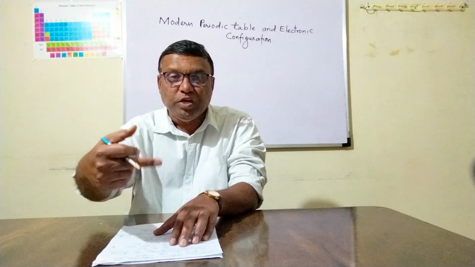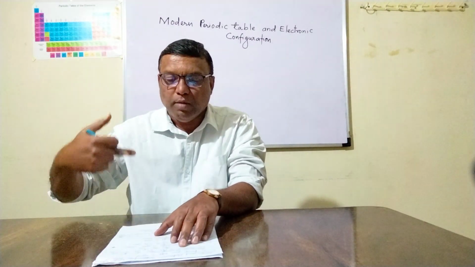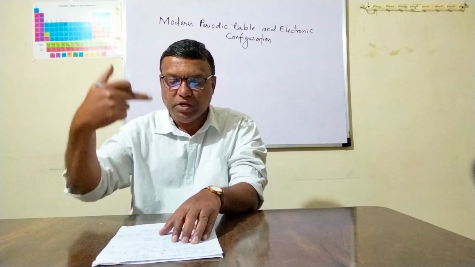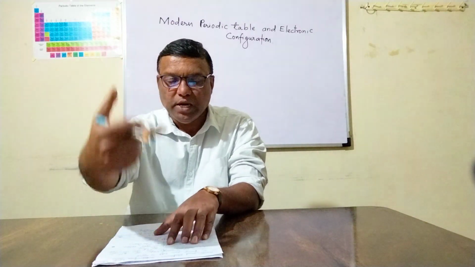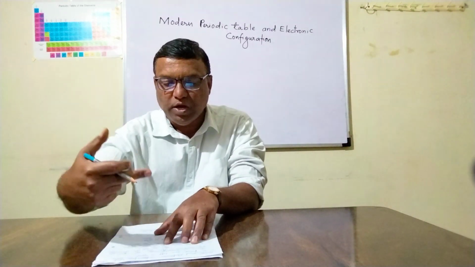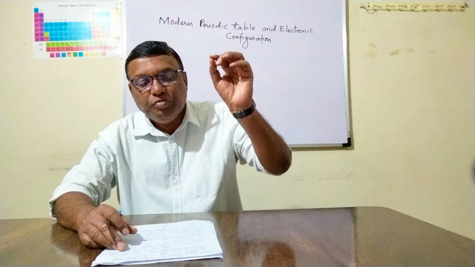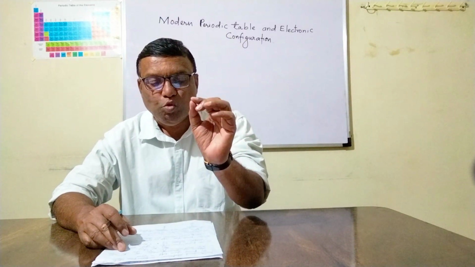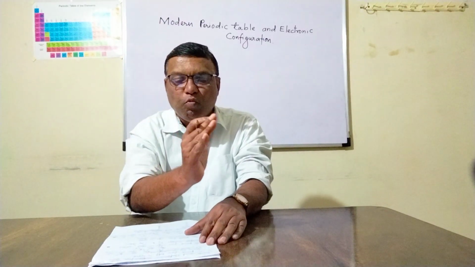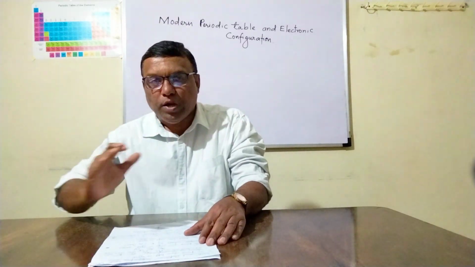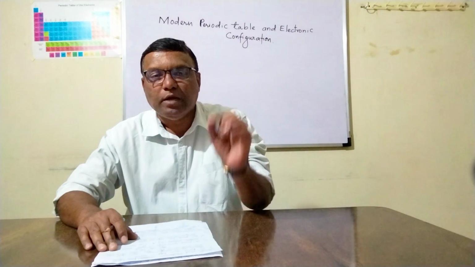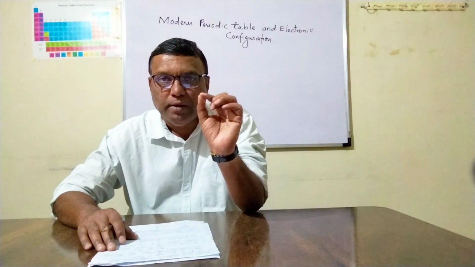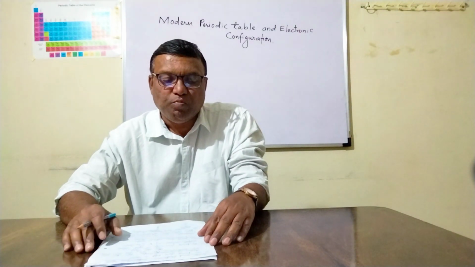Lithium, atomic number 3. Beryllium, atomic number 4. Boron, atomic number 5. Carbon, atomic number 6. Nitrogen, atomic number 7. Oxygen, atomic number 8. Fluorine, atomic number 9. Neon, atomic number 10. These are the elements present in period number 2. You observe that as we go from lithium to neon, left hand side to right hand side, atomic number increases by 1. Hope you understand this point.